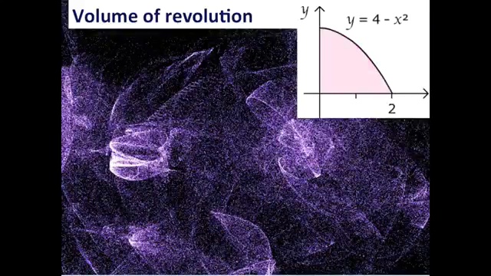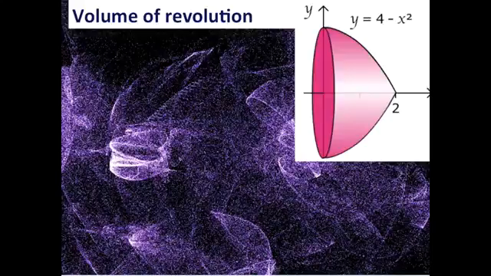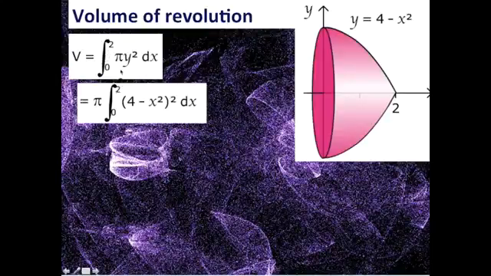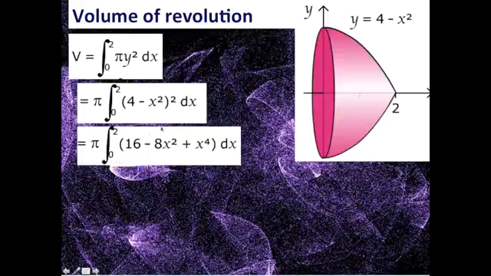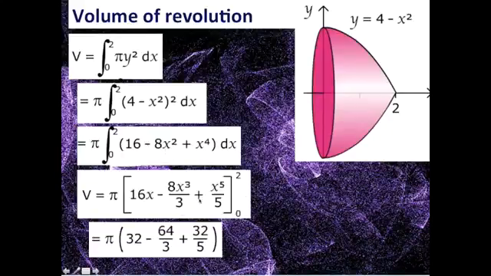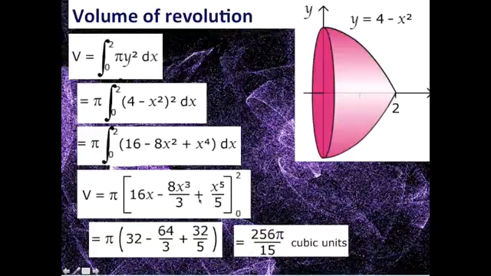Y equals 4 minus x squared. If we rotate that around the x-axis, this is what we would end up with. So here's our function. Integrating between 2 and 0 for pi times y squared. Substitute in for y, which is (4 minus x squared) all squared, and we've taken out pi as a constant. Just a case of expanding all that, and then we can integrate and substitute in for our values of x, and we end up with 256 pi over 15 cubic units.